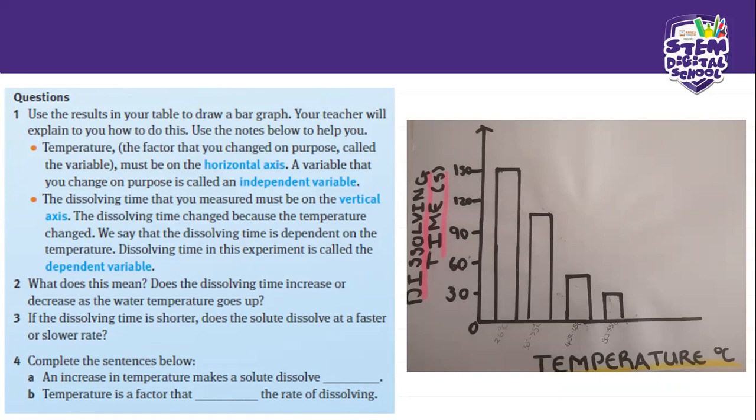So guys, here is the graph that should also give you a heads up on answering question 2. Does the dissolving time increase or decrease as the water temperature goes up? Please send through your answers on the group chat, or you can just raise your hand and we can unmute your mic. Okay, so this user says it decreases, Lebo says it increases, another says it decreases.